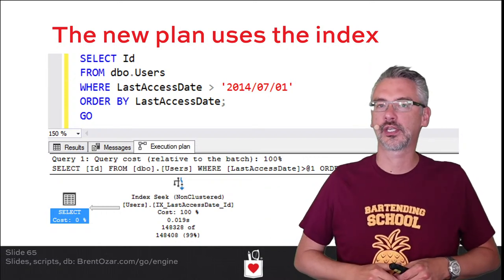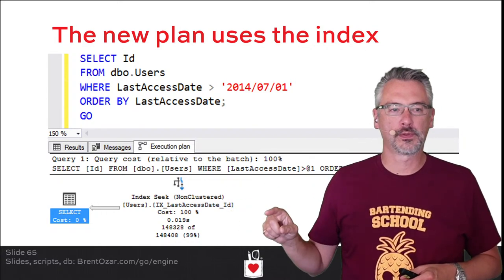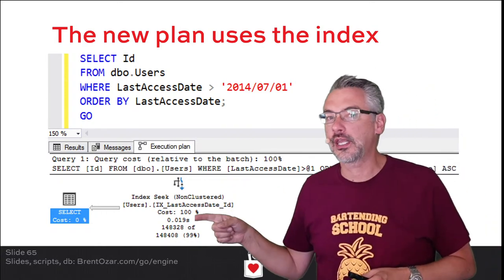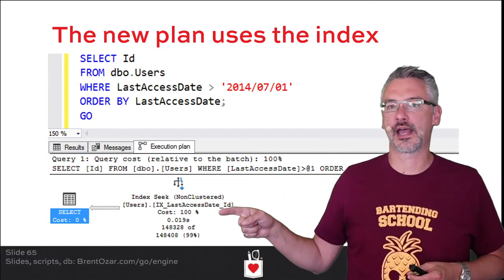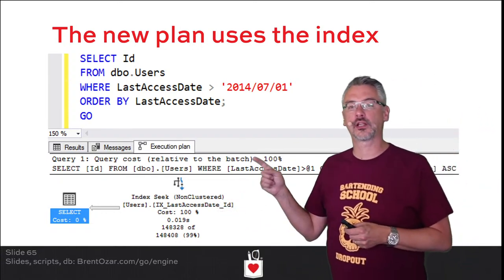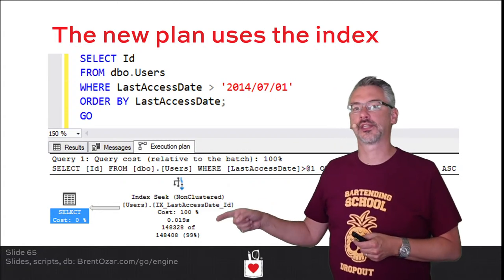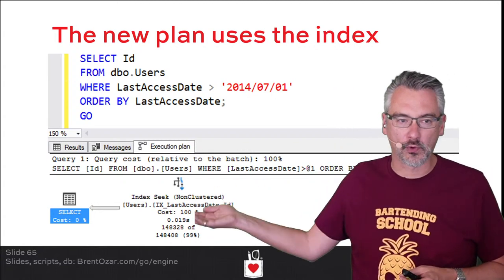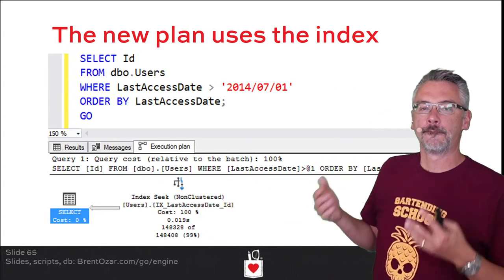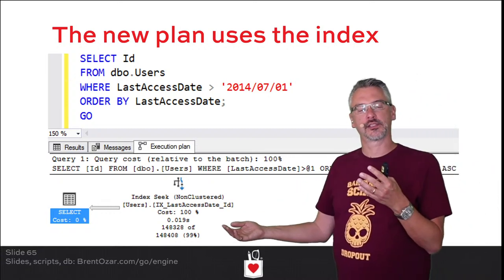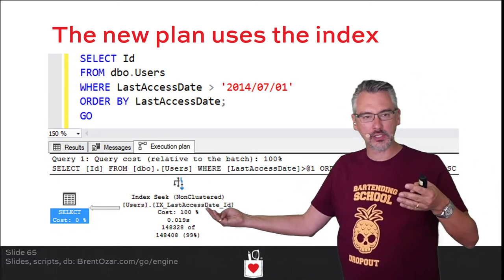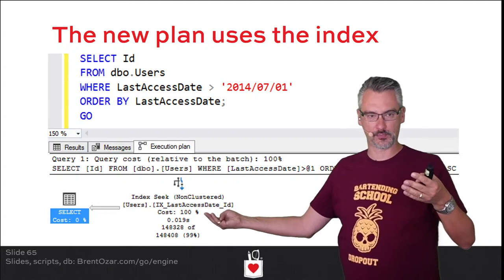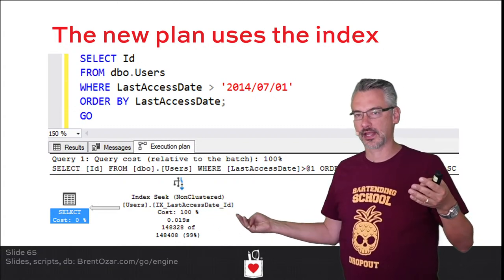We have a new execution plan here. The new plan says index seek, before we were dealing with scans, on my index on last access date and ID. It doesn't say clustered index anymore. It says non-clustered index, the reporting copy of the table. This is why I like to name my indexes based on the columns that they're on. So I can see right away and go, oh yeah, he's working with the copy of the table that's organized by last access date and ID.